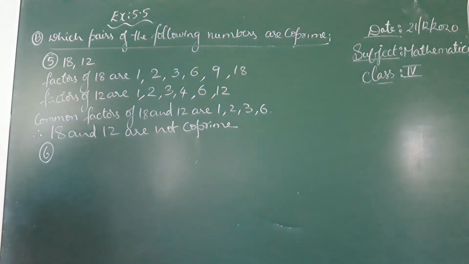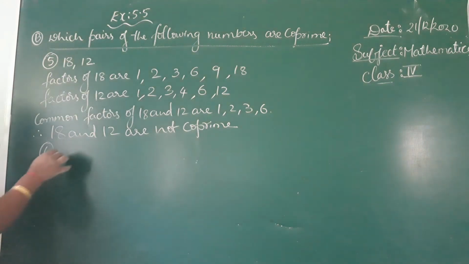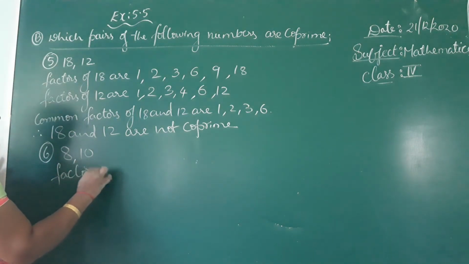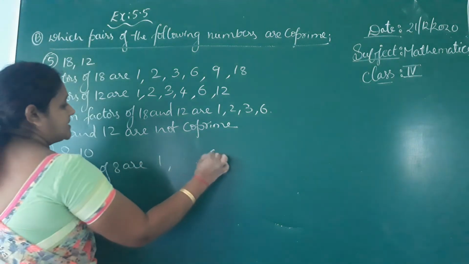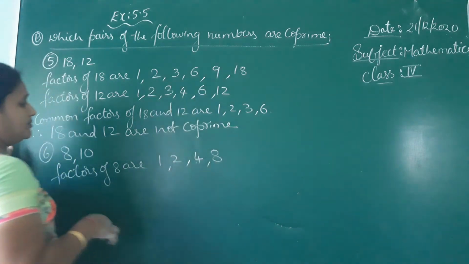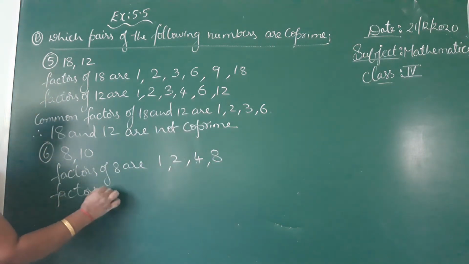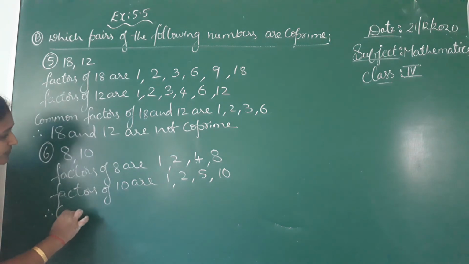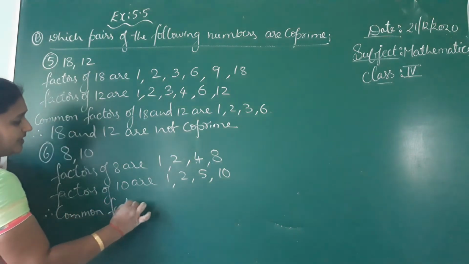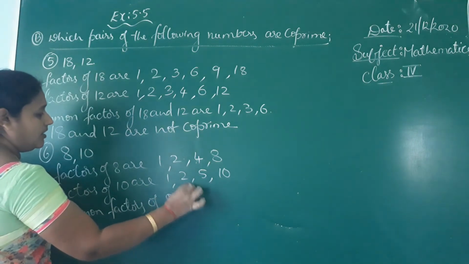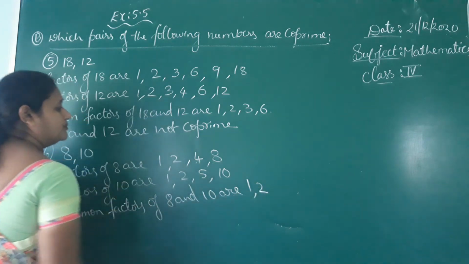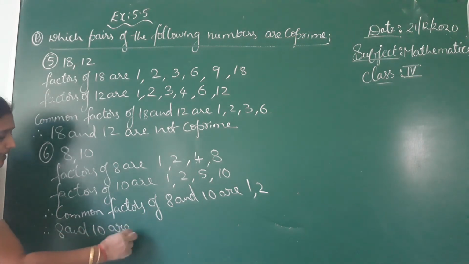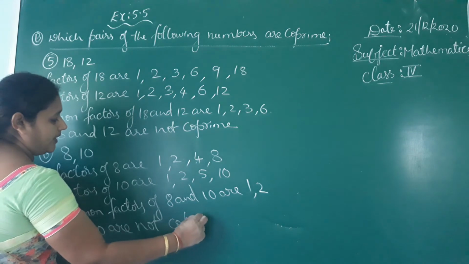See the sixth one, 8, 10. What are factors of 8? Factors of 8 are 1, 8, 2, 4 and 4, 2. Complete. Factors of 10 are 1, 10, 2, 5. Therefore, common factors of 8 and 10 are 1, 2. Two factors are there. So 8 and 10 are not co-prime.